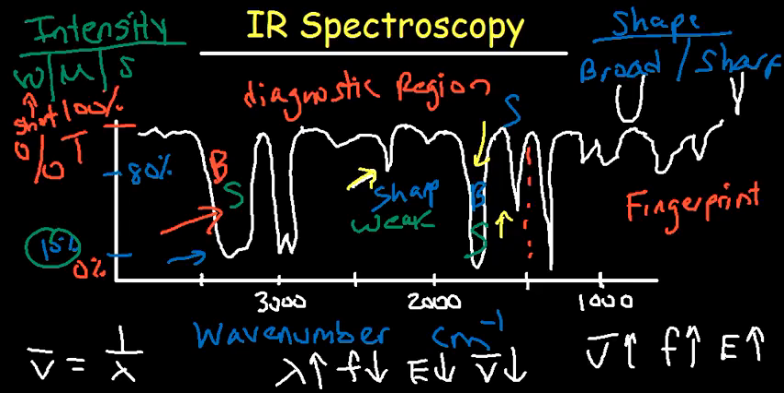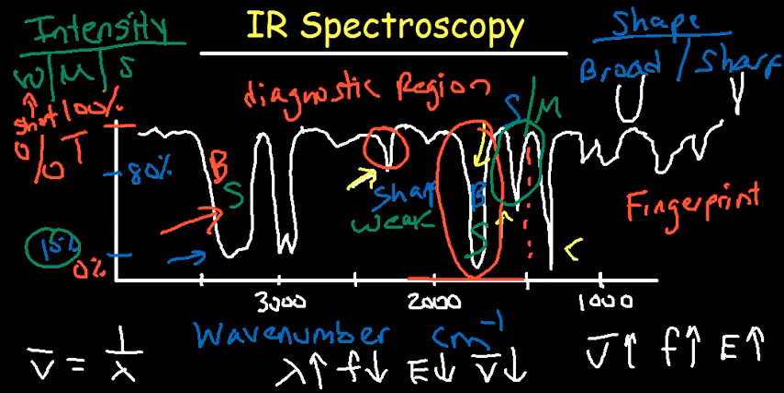Would you describe it as weak, medium, or strong? So a weak signal is very small. A strong signal pretty much almost touches the bottom of this graph. This is a strong signal. So this signal here is somewhere in the middle, so we're going to describe it as medium.